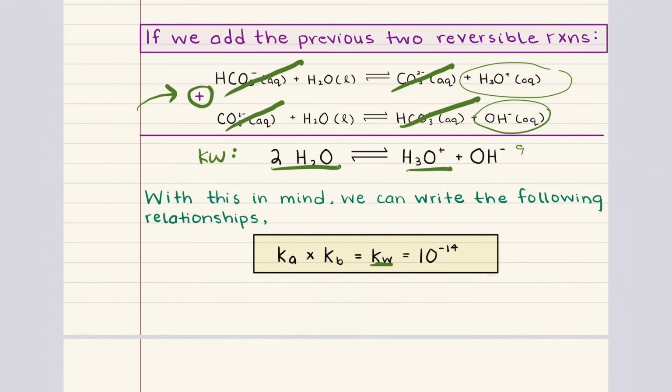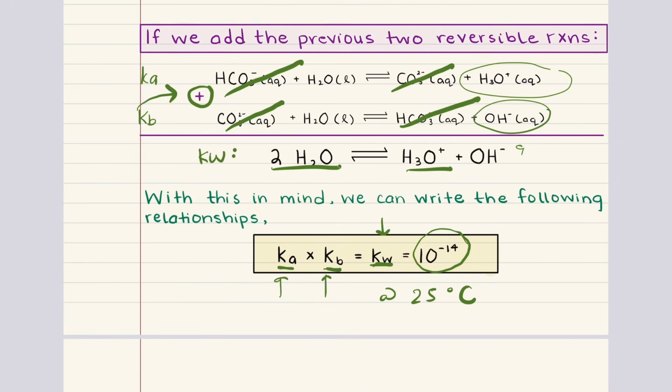And because we arrived at it by combining the acid dissociation and the base dissociation reactions, it follows that Ka multiplied by Kb equals Kw. And at room temperature, which is 25 degrees Celsius, Kw is 1.0 times 10 to the negative 14. So the key relationship is this. Ka times Kb equals Kw.